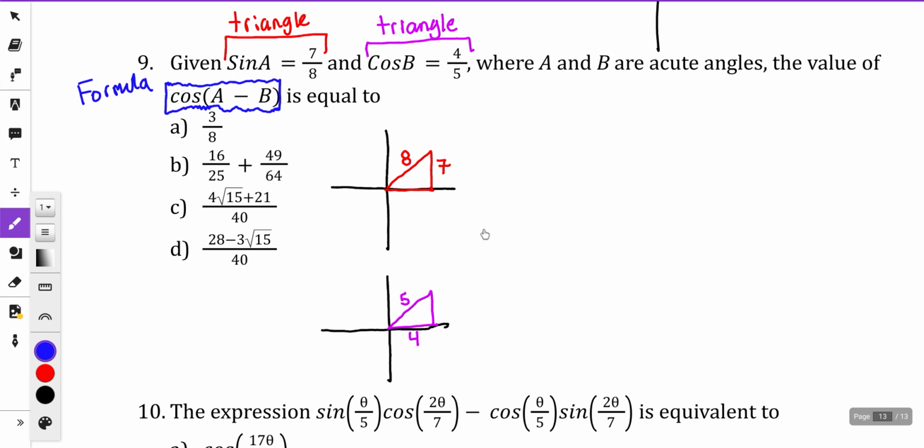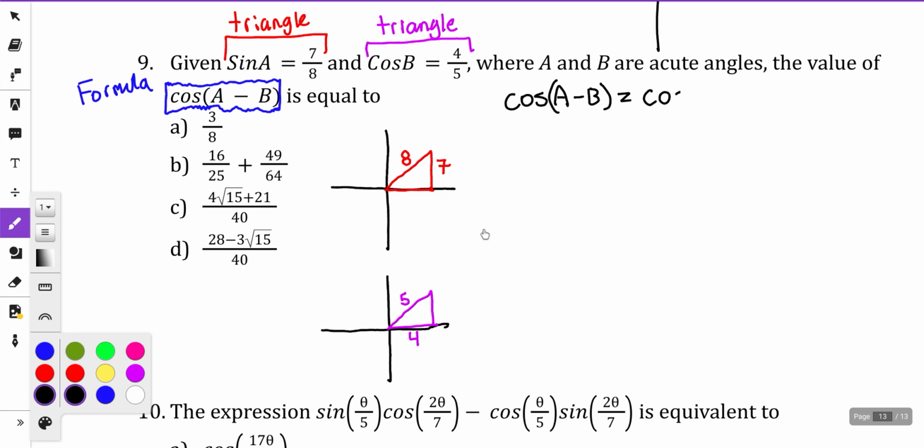Cos A minus B is on your formula sheet. Cos A minus B equals cos A times cos B plus sine A times sine B. Sorry, those are dragging so bad.